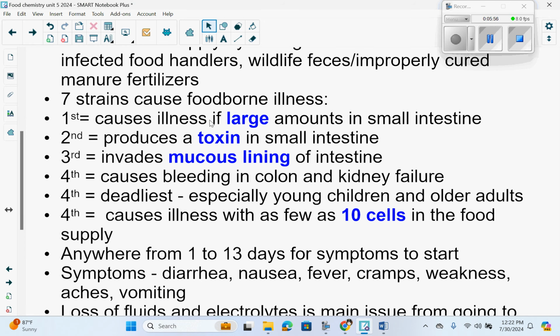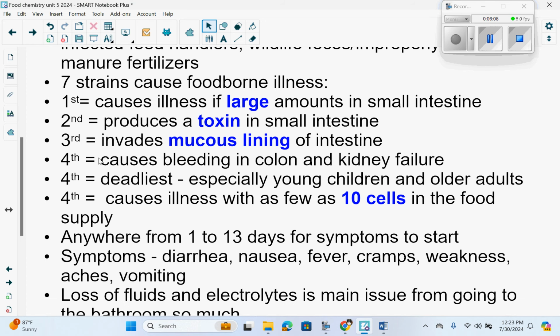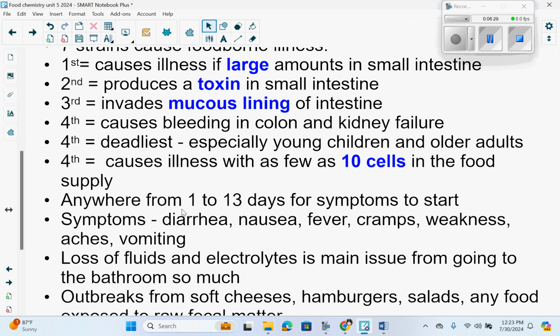The first causes illness if large amounts are in the small intestine. The second produces a toxin in the small intestine. The third invades the mucous lining of the intestine. Then there's a fourth type that causes bleeding in the colon and kidney failure. There's a fourth type that's the deadliest, especially in young children and older adults. And there's a fourth that causes illness within as few as 10 cells in the food supply.